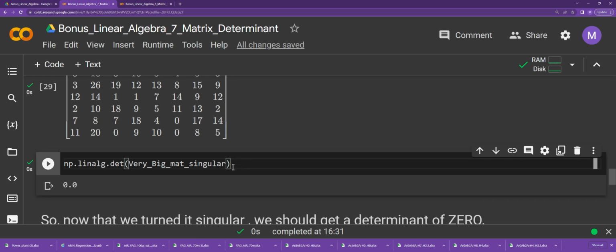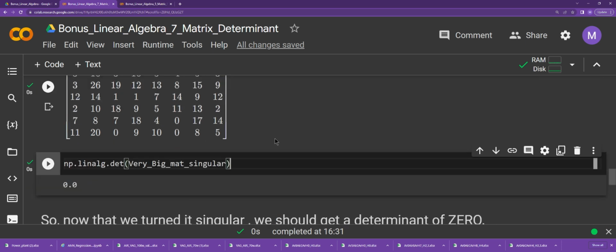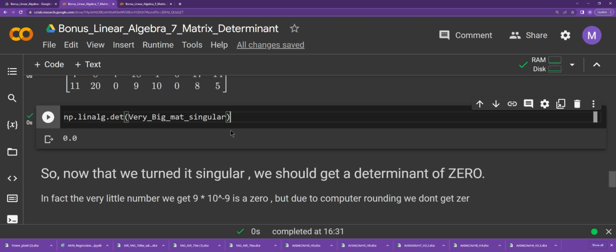It doesn't mean that your determinant is some really little number. That means its determinant is 0. It's just that due to computing errors, it may not necessarily generate a 0 for you there. So just bear in mind. But the whole game was to show you that if you have linear dependence in your matrix column space, for example, you are going to have a determinant of 0. Okay?